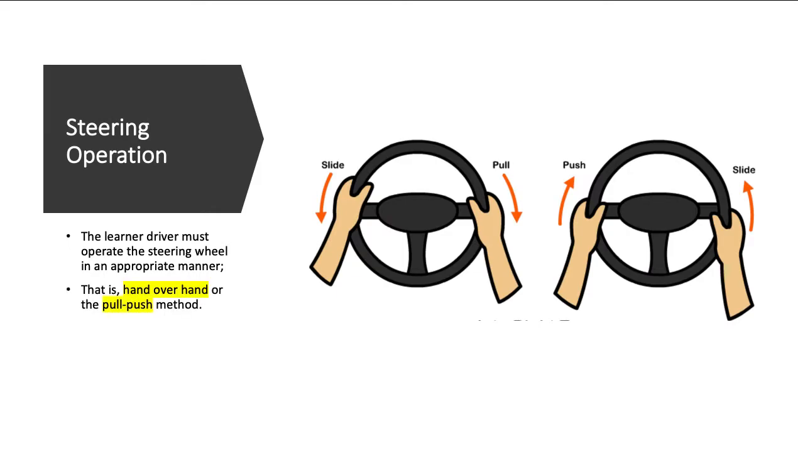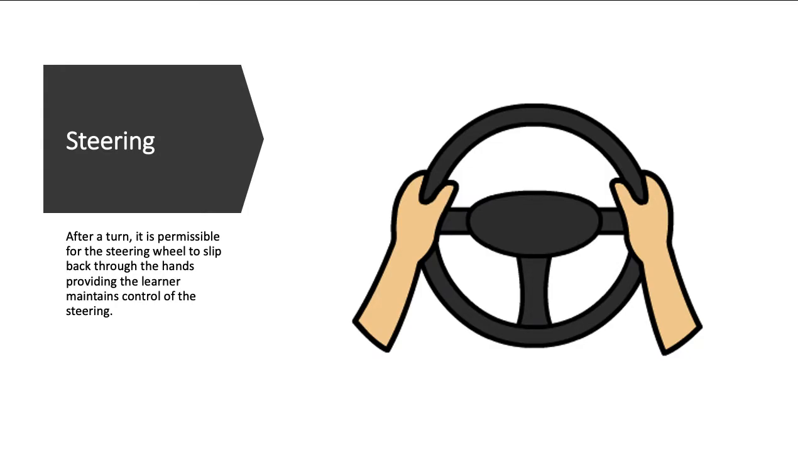There are two methods that can be used, the hand over hand or the pull-push method. After a turn, it is permissible for the steering wheel to slip back through the hands, providing the learner maintains control of the steering. This doesn't mean removing the hands from the wheel.